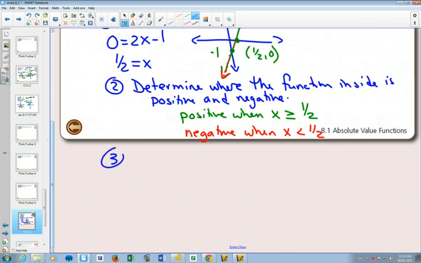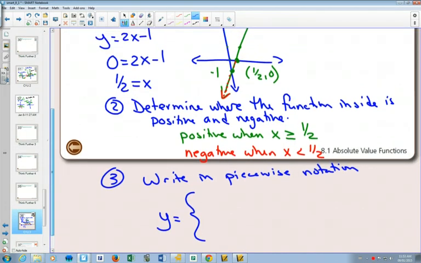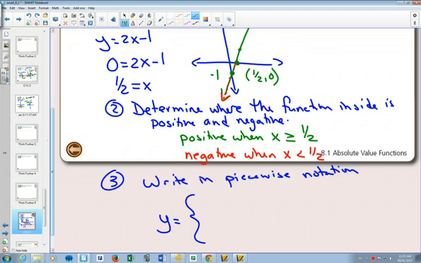Step 3. We just write it in the piecewise notation. We draw these fancy squiggle marks. We write the positive one. So with piecewise notation, you're going to take away the absolute value bar. We're going to say it's going to equal 2x minus 1 when x is bigger than or equal to 1/2. Wherever it was positive, it stays the same. So you wouldn't need those absolute value brackets.